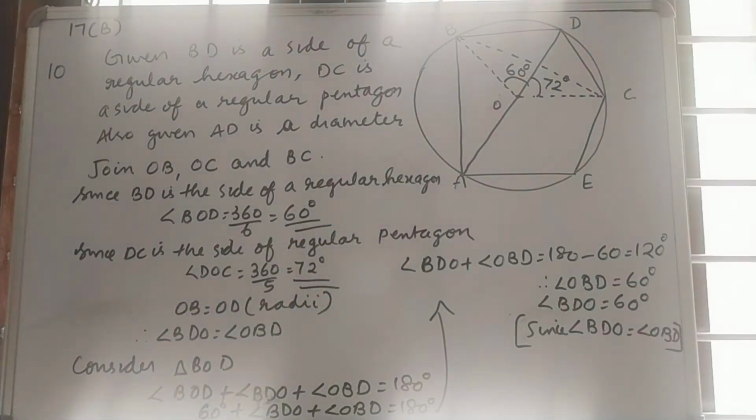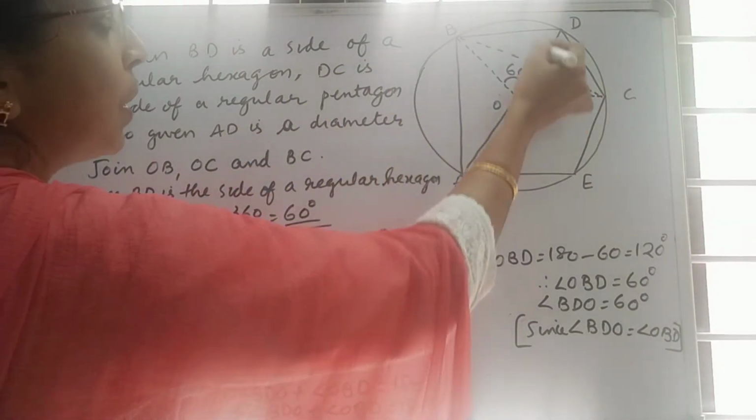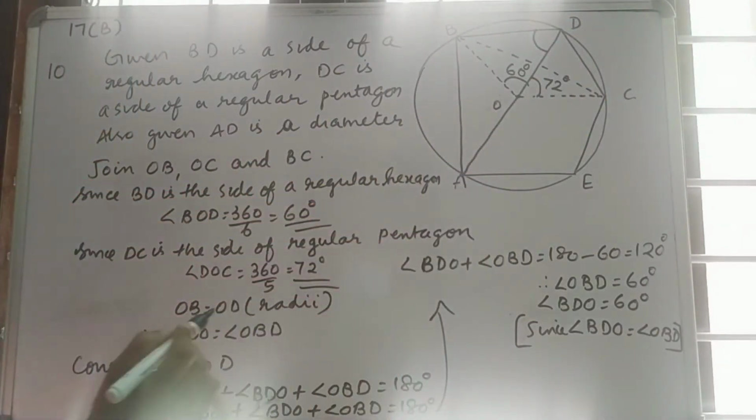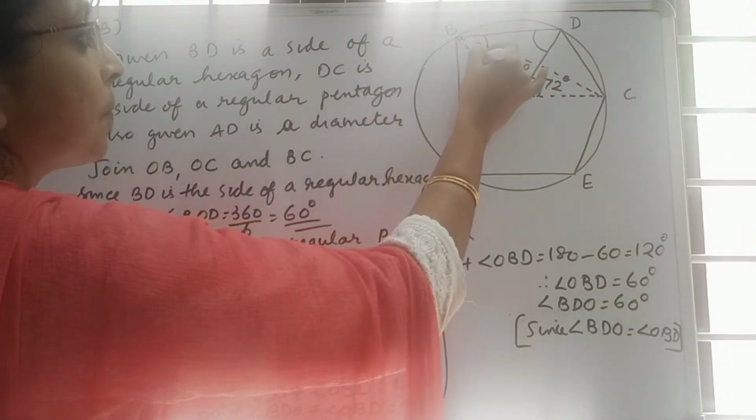Next step. OB and OC are the radii of the circle. O is the center of the circle given. So angle opposite to that particular side OB is angle BDO. And angle opposite to OD is which one? OB and OD are equal. So angle opposite to OB is ODB and angle opposite to OD is angle OBD. So these two angles will be equal.